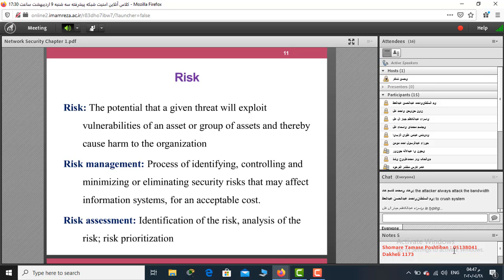Briefly speaking, risk is the potential of loss, the potential of damage, damage to information, to our assets, our resources, to our money, to our time. But what is actually the meaning of the potential?